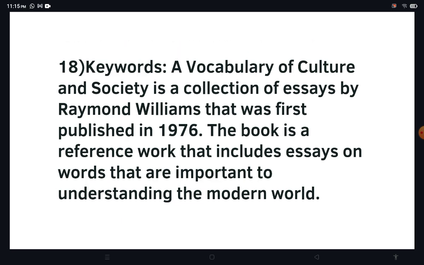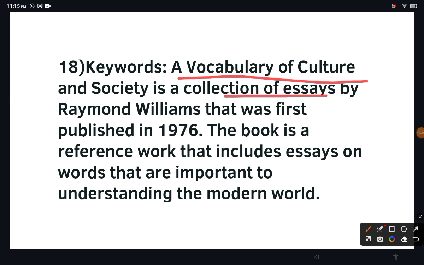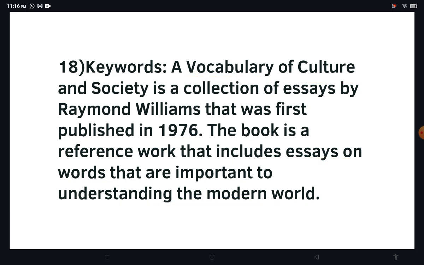Then his next work is Keywords. Keywords: A Vocabulary of Culture and Society is a collection of essays by Raymond Williams that was first published in 1976. The book is a reference work that includes essays on words that are important for understanding the modern world.